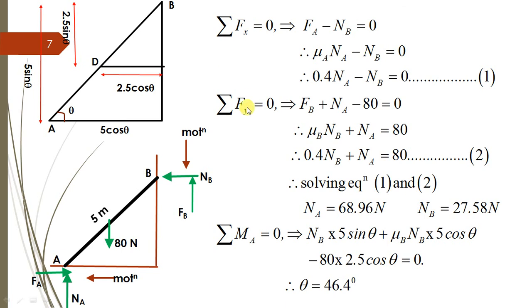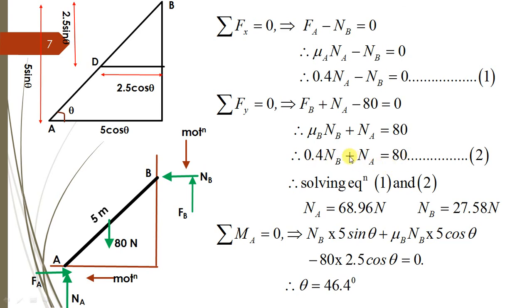Then summation of Fy, summation of all forces in y direction. So what are the forces in y direction? Plus Fb plus Na minus W. So mu b Nb plus Na is equal to W, as Fb is equal to mu b into Nb. F is equal to mu into N formula I have used here. The coefficient of friction is again 0.4 for all the cases at wall as well as at floor. So 0.4 Nb plus Na is equal to 80.